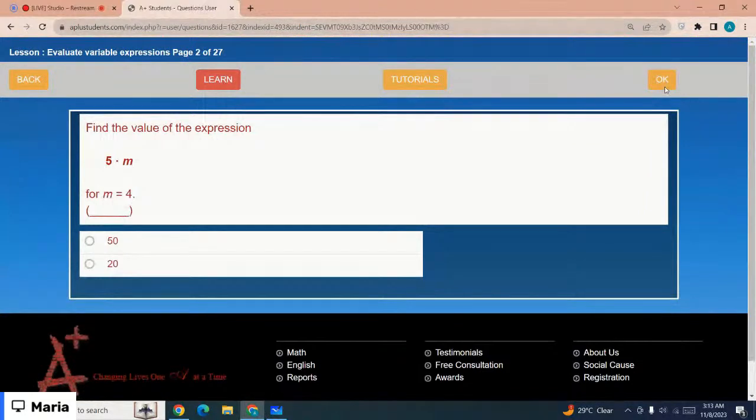What is the value of the expression with the value m equals 4? So which is the correct option, and you replace m with 4. Very good. You need to replace the m with 4. So 5 times 4 is 20. The correct option is 20.